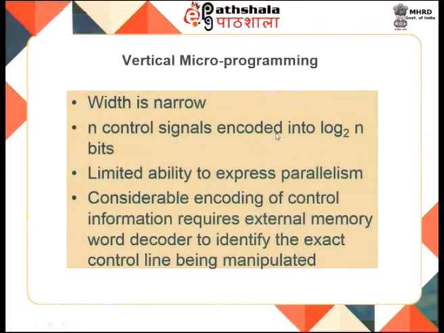So, in the case of vertical microprogramming, the width is narrow. You can have n control signals which can be encoded into log n to the base 2 bits. So, you have a limited, reduced number of bits because it is encoded. Because of that, there is limited ability to express parallelism. Considerable encoding of control information requires the external memory word decoder to identify the exact control line being manipulated. Because the control signals are not available directly, you will have to decode it first of all, and only the decoded information will give you the various control signals to be generated.